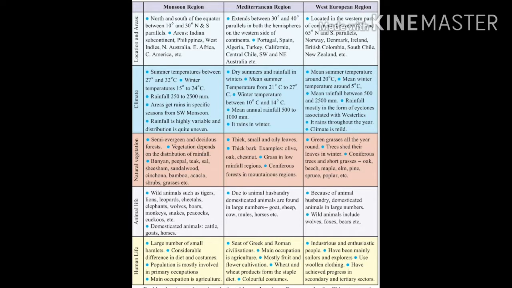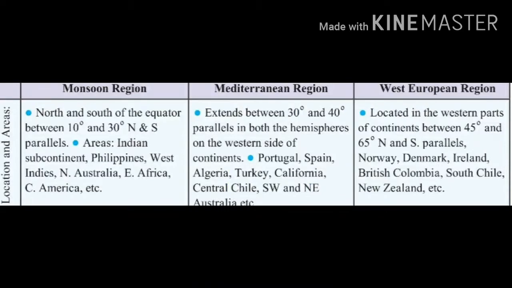They are the monsoon, the Mediterranean, and the West European region, which you can see in front of you. While the monsoon and the West European regions stand out because of specific winds blowing there, the Mediterranean region is known for its rainfall in winter. These are described in the table. In this slide, you can see the monsoon region, Mediterranean region and West European region.